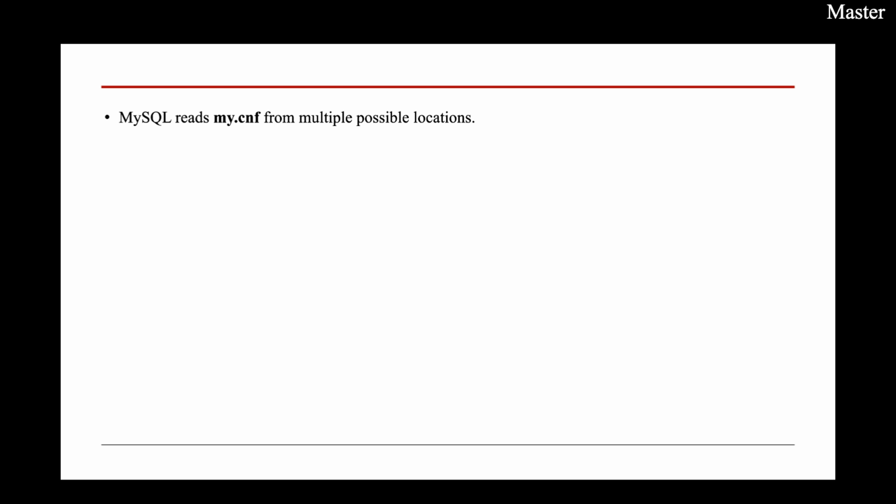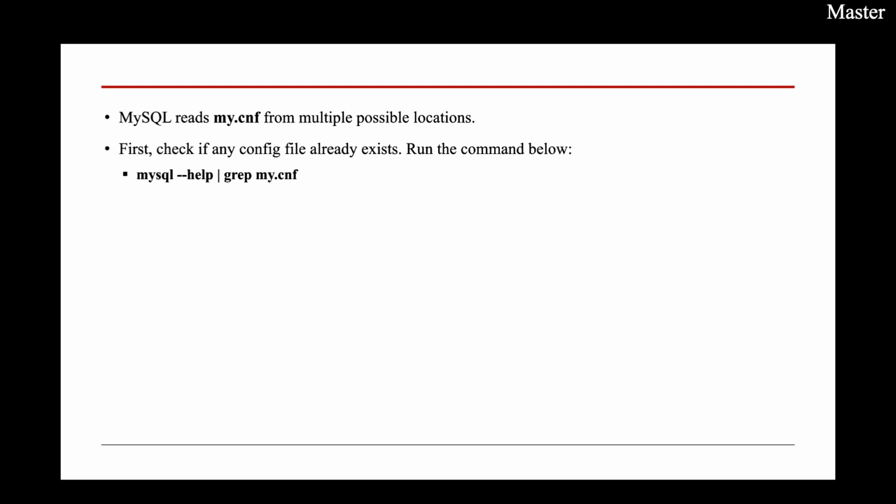So the very first step is to check where MySQL is actually reading its configuration from. Different systems load my.cnf from different locations, so we need to verify the exact path on our master machine. To check that, simply run this command on the master server: mysql --help | grep my.cnf. This will list all the possible locations where MySQL looks for the my.cnf file. Once we know the correct path, we can open it and start updating the master configuration.